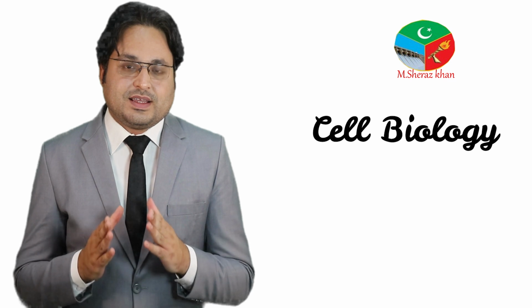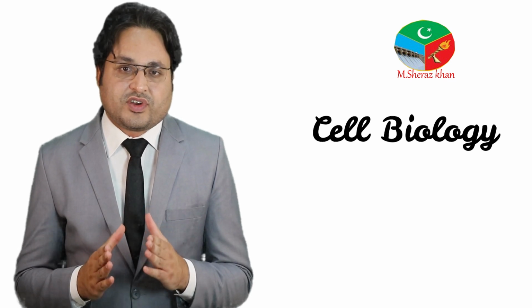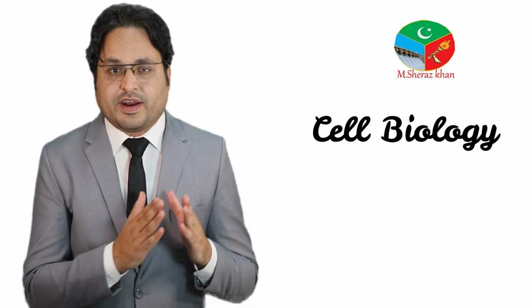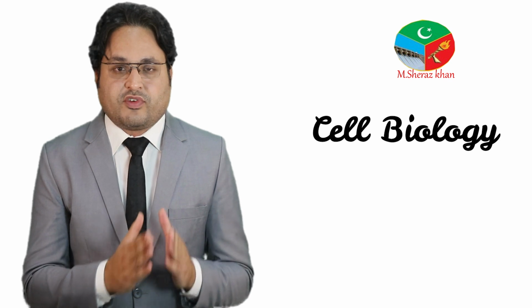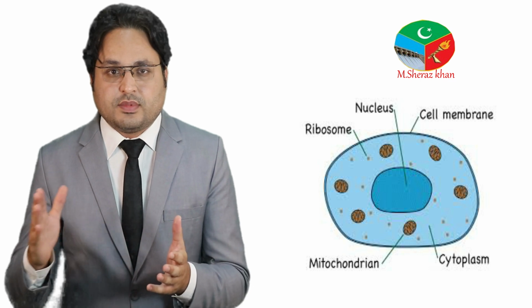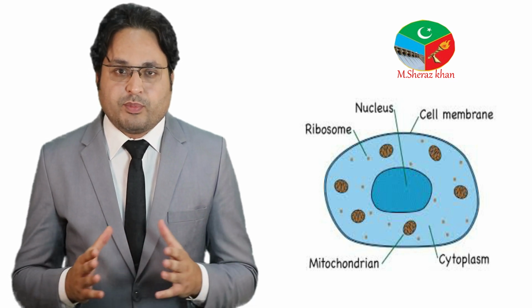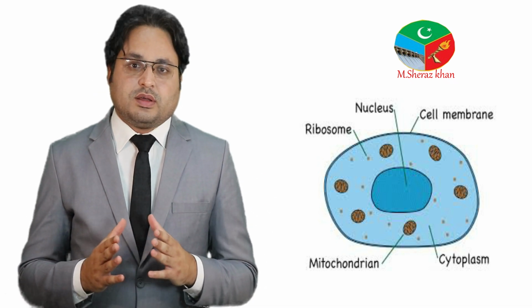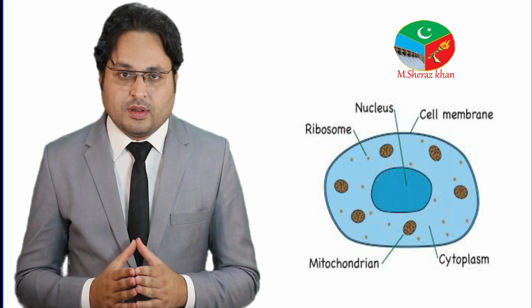Number first, we have cell biology. We say the cell is the basic structural and functional unit of life. Life arises from the cell. A cell consists of various parts. For example, we have the plasma membrane, the cytoplasm, and the nucleus. The membrane which is present around the cell is known as the plasma membrane or cell membrane.